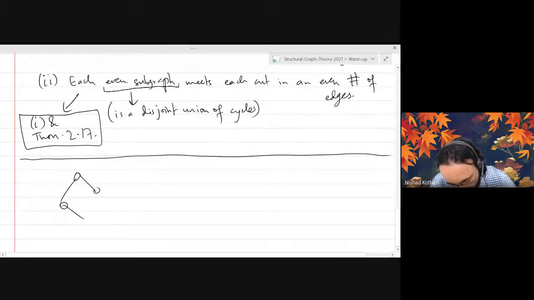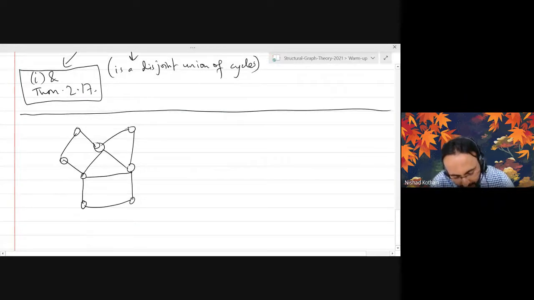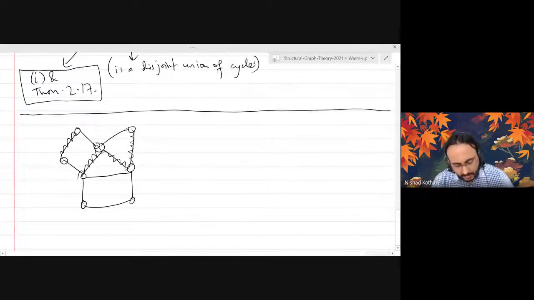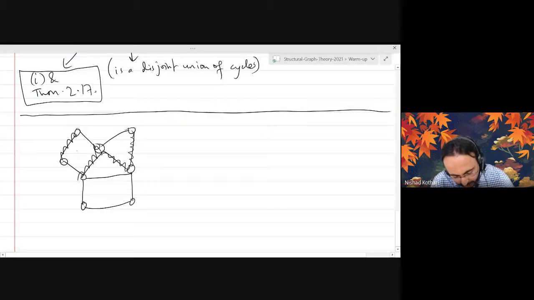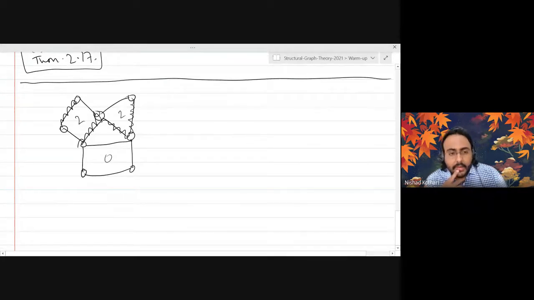So it looks something like this. It's just a bunch of cycles. For each cycle, you know that the intersection with the cut is an even number of edges. So it could be something like this. Maybe for this cycle the intersection is 0, so it could be 2, 2, and maybe 0 for this cycle. I have made a drawing which is easy to visualize. So if it's going to intersect every cycle in an even number of edges, then if you take the union of those even sets, you will get an even set. Right?